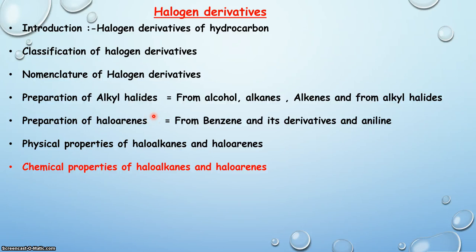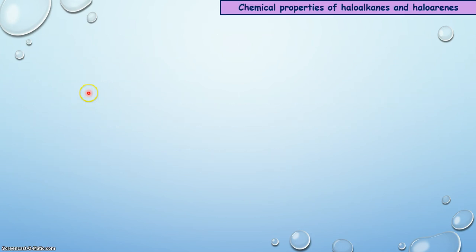Students, in the previous video lectures we have discussed the preparation of alkyl halides and the preparation of haloarenes. After that, the physical properties of haloalkanes and haloarenes. So let us continue these halogen derivatives with the chemical properties of haloalkanes and haloarenes.